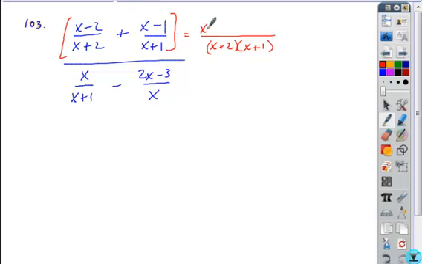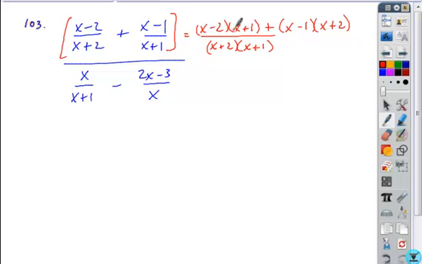So we would take our first fraction's numerator times the LCD factor missing from its denominator. It has the x plus 2, it's missing the x plus 1. Plus the next fraction's numerator, x minus 1, times the LCD factor missing from its denominator. It has the x plus 1, it's missing the x plus 2.